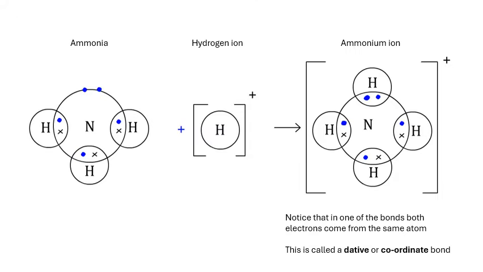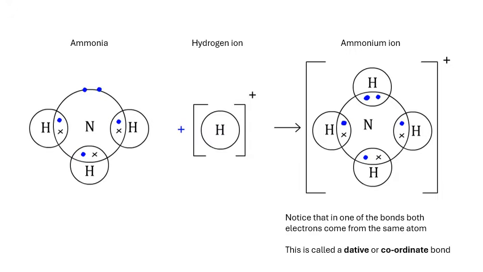The hydrogen ion doesn't have any electrons. In fact, a hydrogen ion is just a proton. But you've got a little covalent bond, and where did the electrons come from? Well, they both came from the nitrogen. So notice that in one of the bonds, both of the electrons come from the same atom, and that's called a dative bond, or another name for it is a coordinate bond.